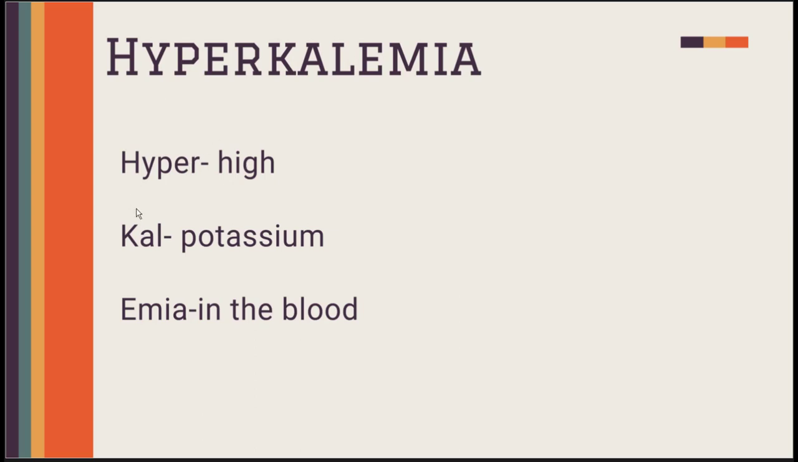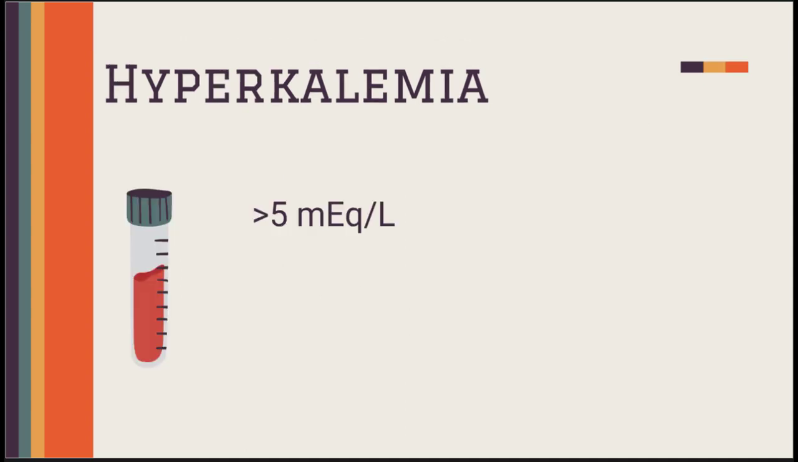So you can see here I have the word defined. We have hyper, that means high. Kal, the K-A-L, is referring to potassium. It's the prefix for potassium. And emia means in the blood. So if you put it all together, hyperkalemia means high potassium in the blood. The normal range for potassium in the blood is 3.5 to 5 mEq per liter. So hyperkalemia is defined as a lab value greater than 5 mEq per liter.